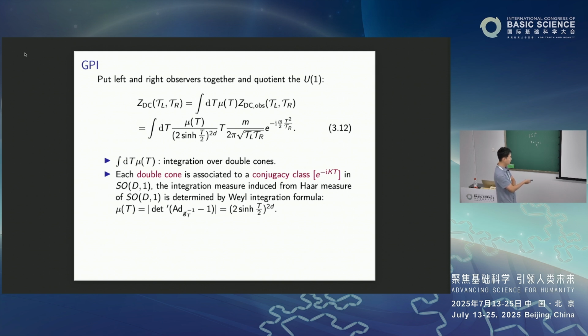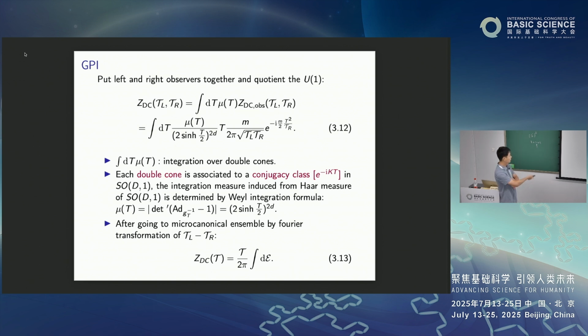which can be determined using the Weyl integration formula, which precisely gives you this 2 sinh(t/2) that cancels this decaying factor of the observer. Physically, it says nothing but that you're addressing the double cone with respect to the observer. So if you were fixing the double cone, physically it just means that. And after that, if you go to the microcanonical ensemble by doing an inverse Laplace transformation of this t_left minus t_right, you obtain this linear integral.